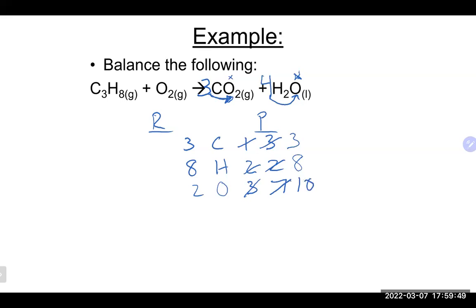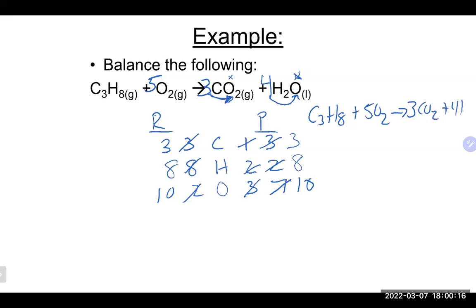At this point, we could very easily fix the oxygen by going to the left-hand side. And again, we just need to put a 5 there. That gets us a 3. That gets us an 8. And 5 times 2 would give us a 10. Again, we end up with C3H8 plus 5O2, 3CO2 plus 4 waters.